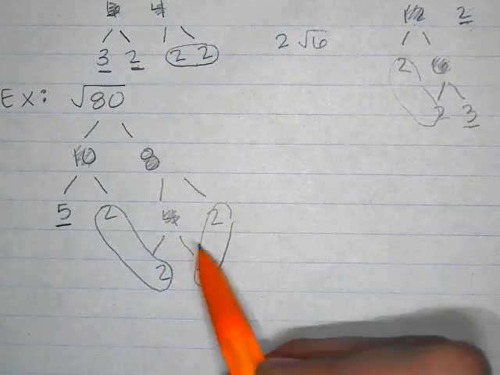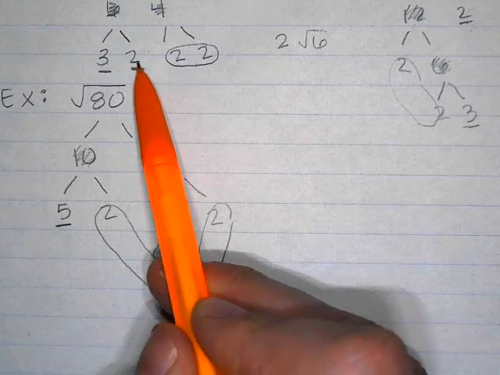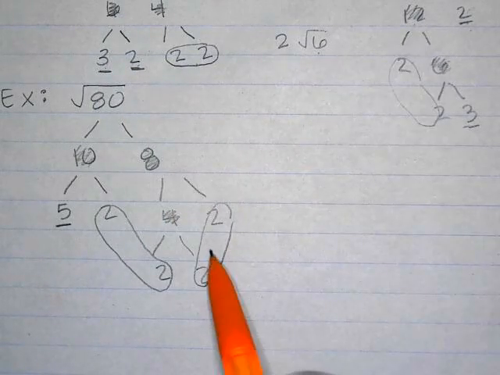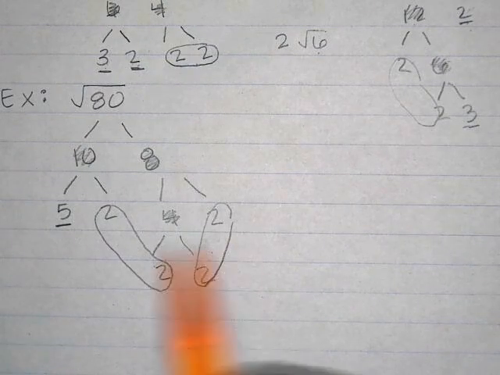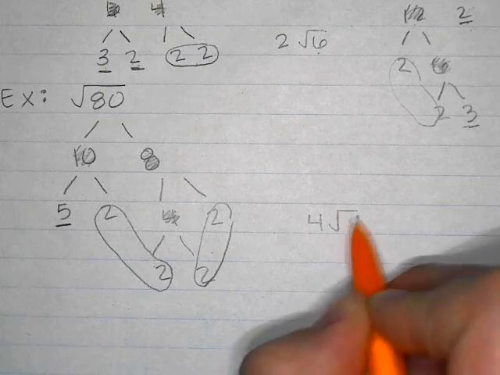If you have multiple pairs, you just multiply them together. Like here we had a single 2 and a single 3, so we multiplied them together to get 6. If you have a pair of 2s and a pair of 2s, you say 2 times 2 is 4. And we have a leftover 5, so that's 4 square root 5.